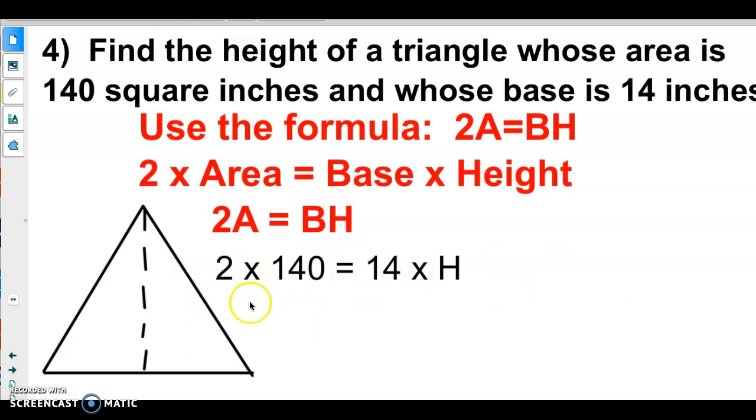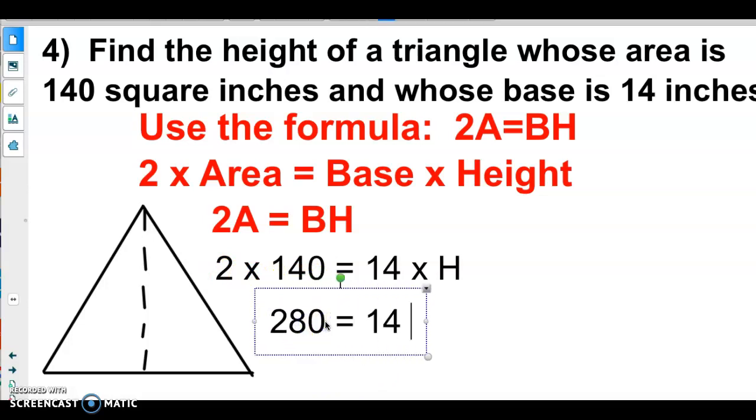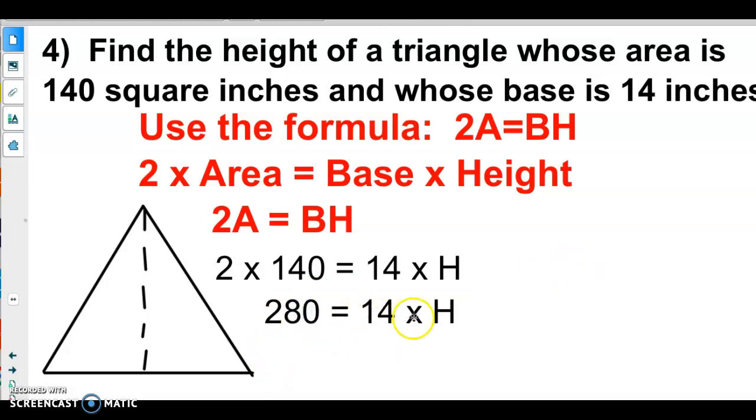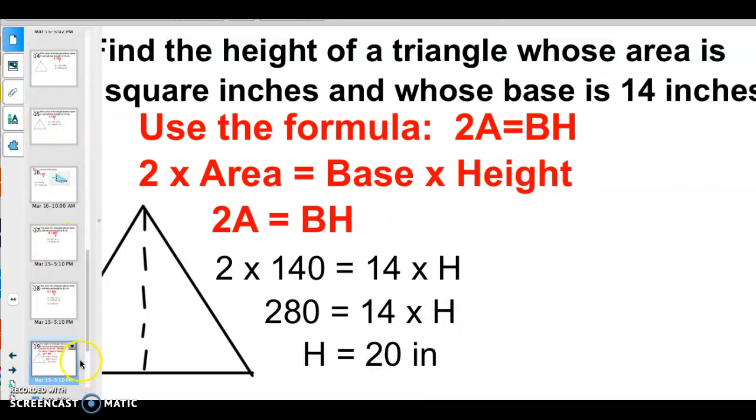I'm going to multiply 2 times 140, which gives me 280. 280 equals 14 times the height. How do I figure out 280 equals 14 times what number? Well, I have to divide 280 by 14, and that gives me 20. So the height equals 20. How do I label that? Inches. Because remember, when you're finding a base or a height, it's just inches or centimeters or whatever the unit may be.